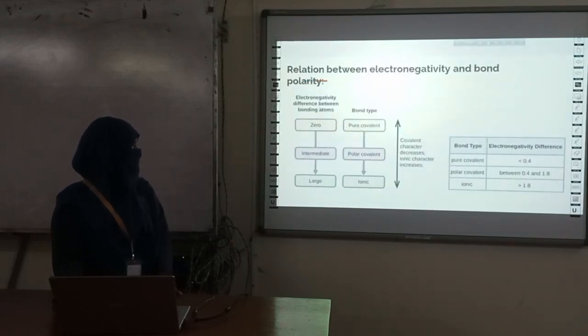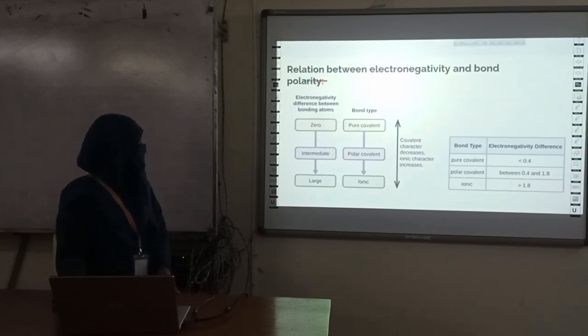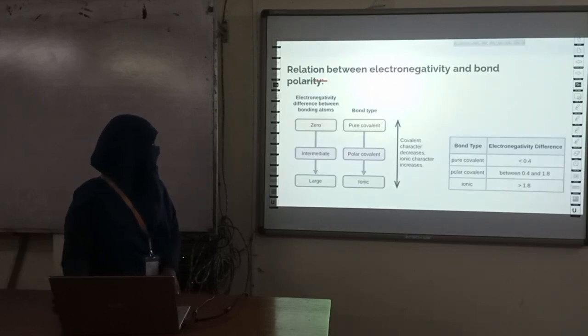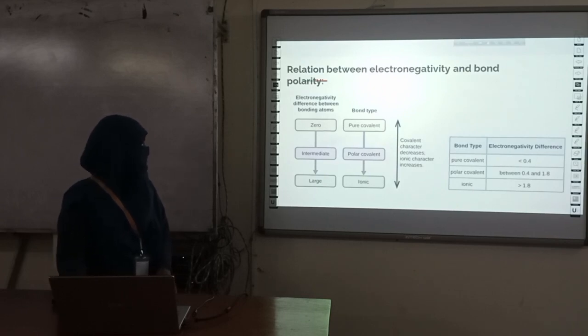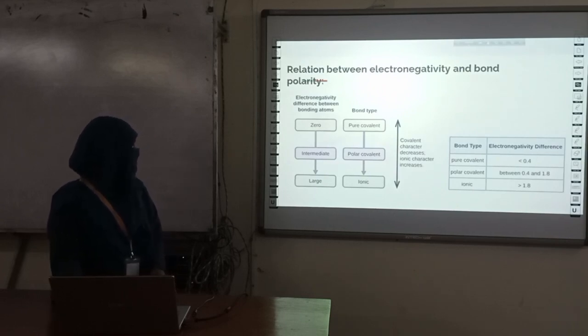Relation between electronegativity and bond. If the electronegativity difference between bonding atoms is 0, the bond type will be pure covalent. If the electronegativity difference is intermediate, the bond type will be polar covalent. And if the electronegativity difference is large, the bond type will be ionic.